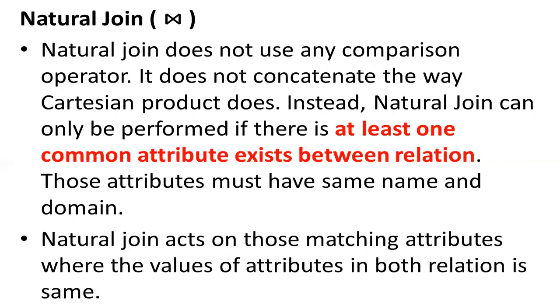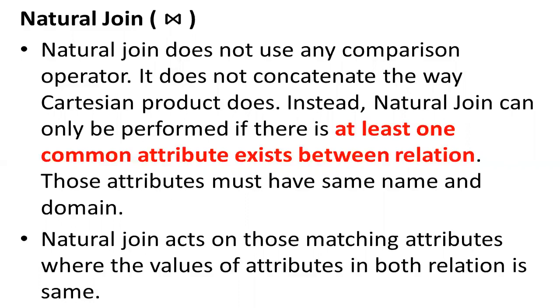In the previous case we said there should not be any common attribute present in both tables. But in this natural join, at least one common attribute must be there to make a join operation. The join does not use any comparison operator. It does not concentrate the way Cartesian product does. Natural join can only be performed if there is at least one common attribute between the relations, right? Those attributes must have the same name and domain.